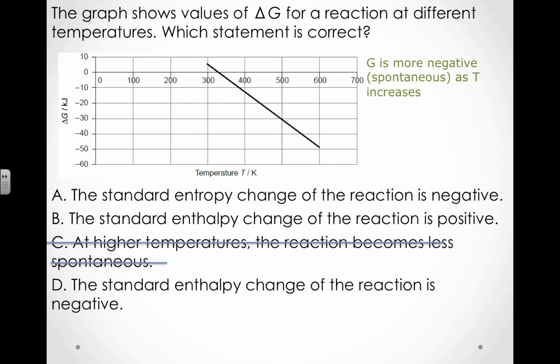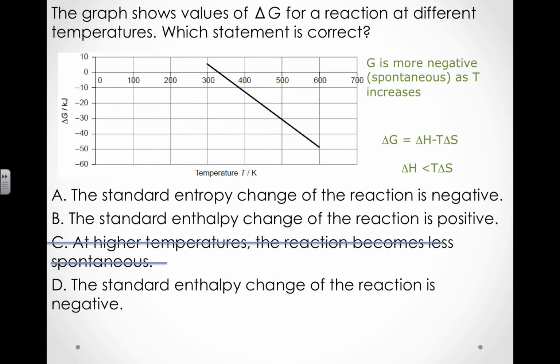Now, A, B, and D deal with entropy, S, and enthalpy, H. So that brings to mind this equation, delta G equals delta H minus T delta S. And you're going, well, how in the world would I know this from here? Well, remember that we want delta G to be negative. And so if we want this to be negative, delta H needs to be smaller than that T delta S term. Okay, so whatever we subtract is larger than the initial part.